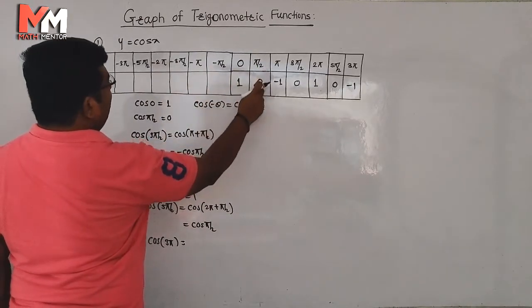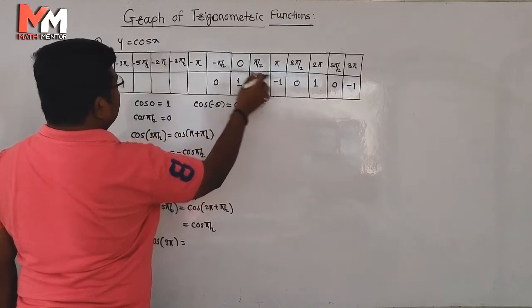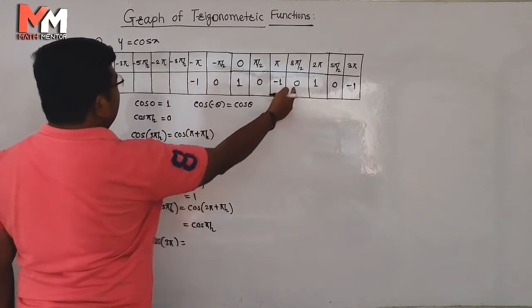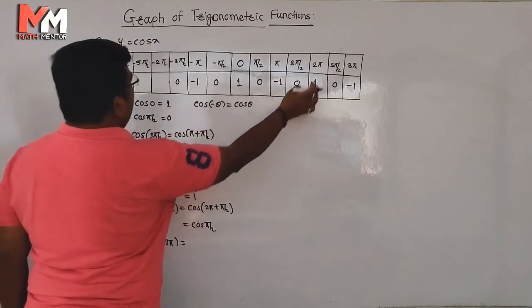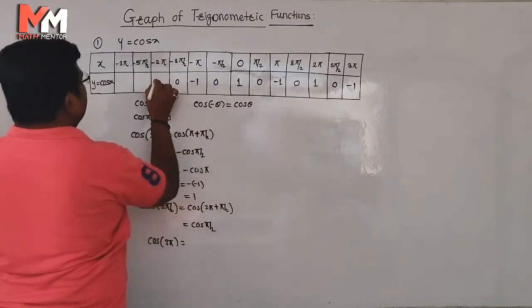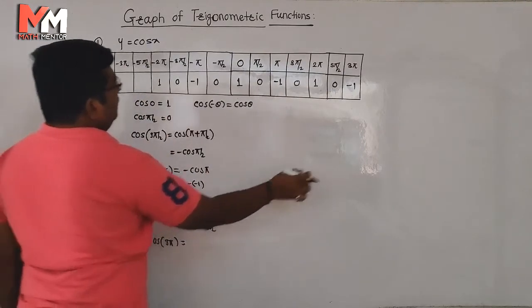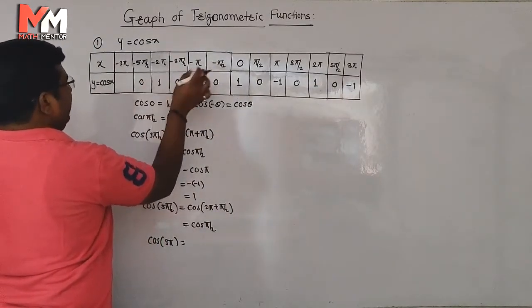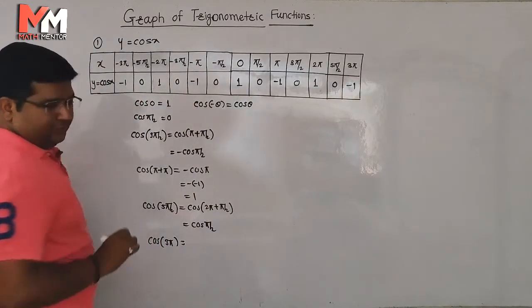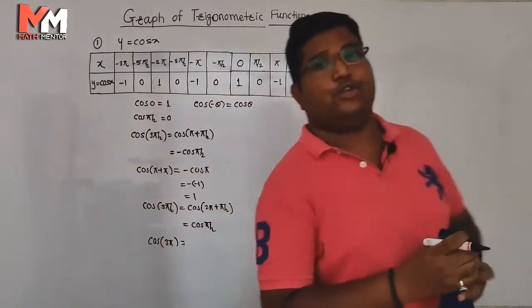Cos pi by 2 is 0, cos of minus pi by 2 is 0. Cos pi is minus 1, cos of minus pi is minus 1. Cos of 3 pi by 2 is 0, cos of minus 3 pi by 2 is 0. Cos 2 pi is 1, cos of minus 2 pi is plus 1. So this is plus 1. Cos of 5 pi by 2 is 0, cos of minus 5 pi by 2 is 0, and last is minus 1. So these are the values of y corresponding to different values of x.